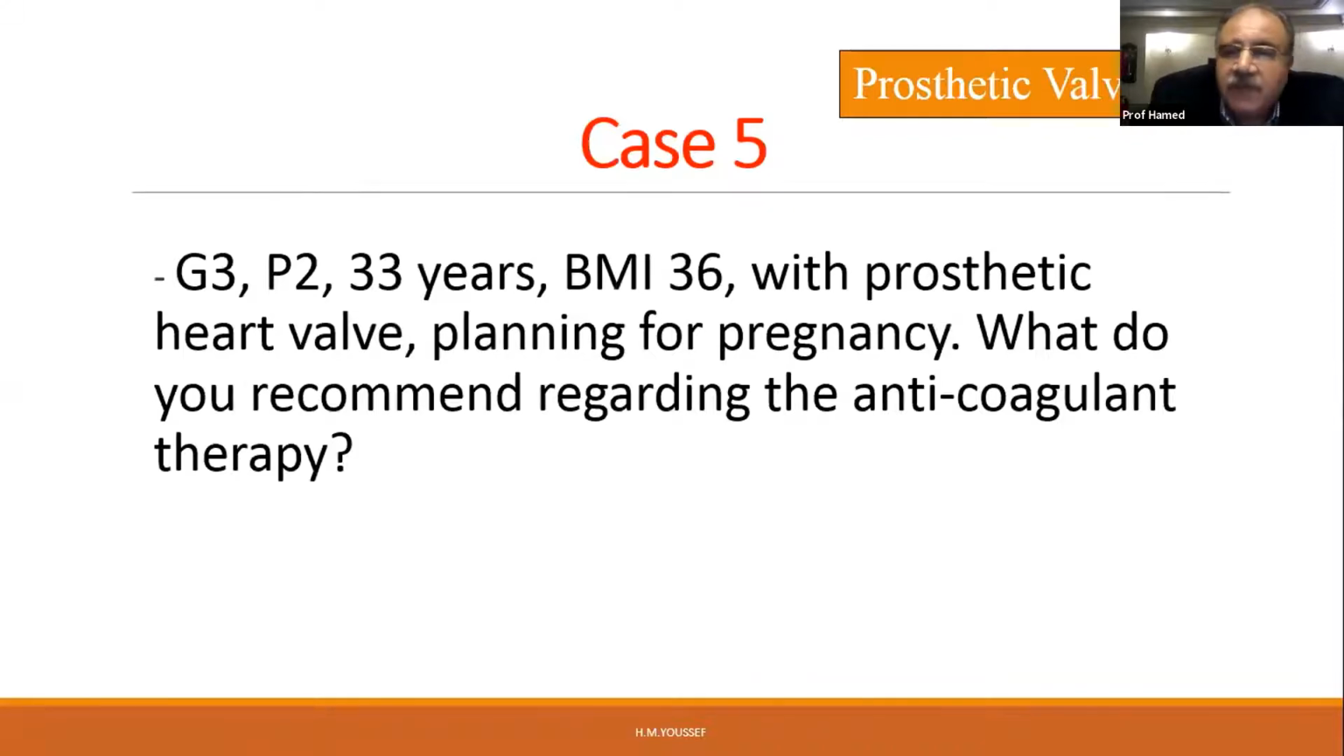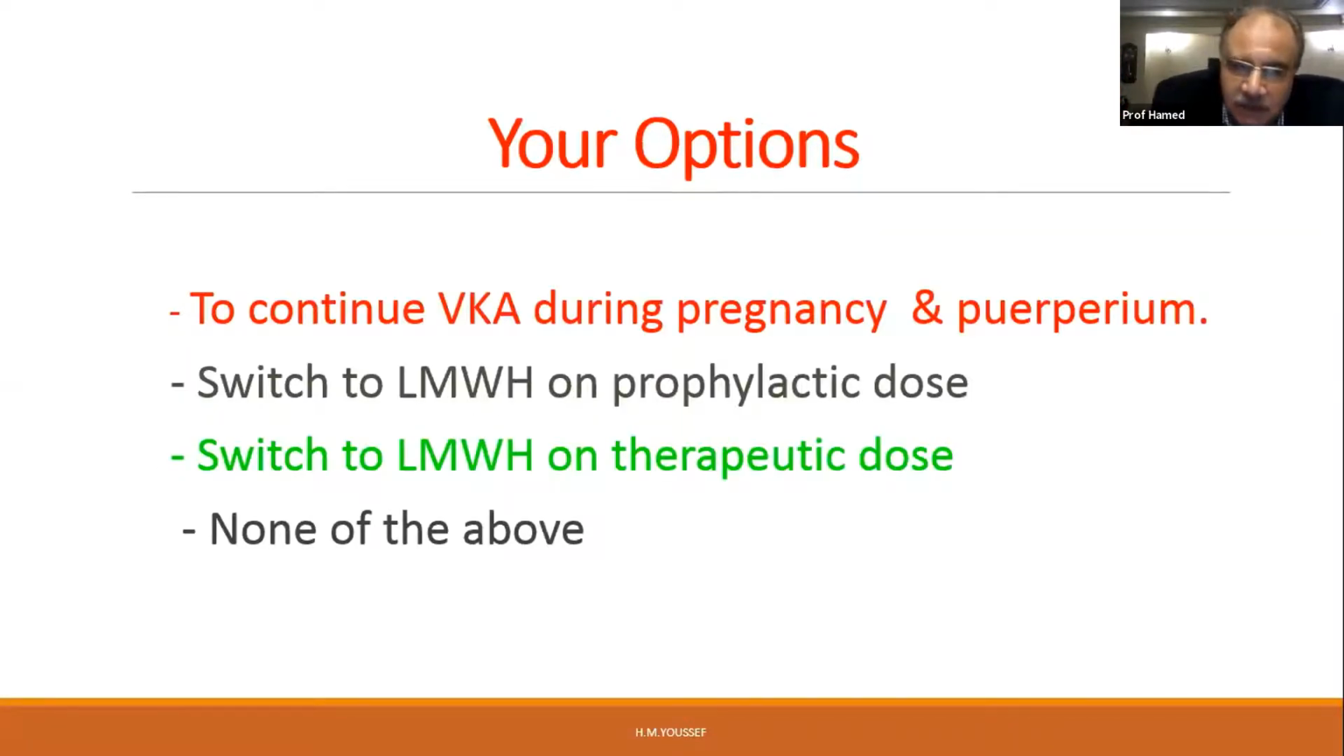Case number 5. You have a patient with a prosthetic valve, gravida 3 para 2, 33 years, body mass index 36, planning for pregnancy. What's your recommendation regarding the anticoagulant therapy? To continue the VKA during pregnancy and puerperium, or to switch to low molecular weight heparin on a prophylactic dose, or to switch to low molecular weight heparin on the therapeutic dose, or none of the above?